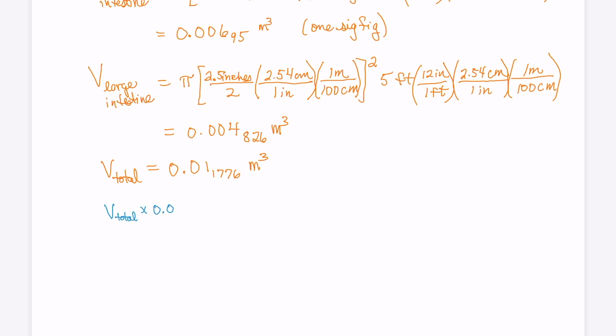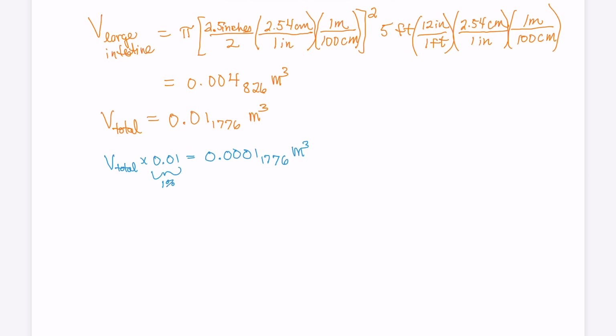So to do that, I'm going to take my total volume from the intestines, which I just calculated, and multiply by 0.01 to give me 1%. All right, so that in blue is the total volume of bacteria. To get how many bacteria I have, what I need to do as my last step is to divide by the volume of one bacteria, which we calculated above.